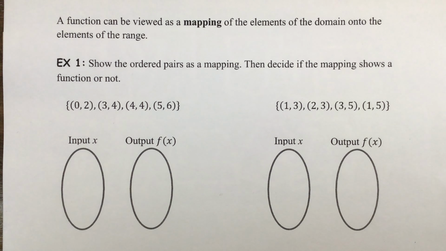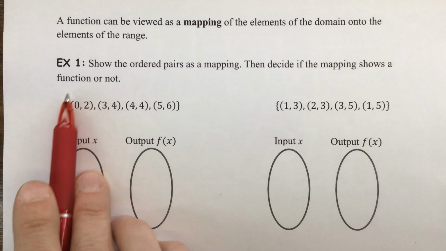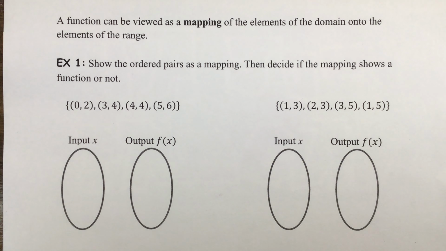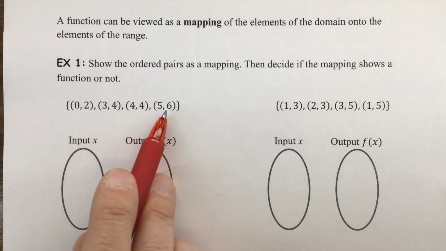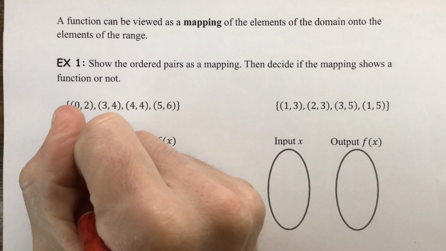What we are going to do, though, is map these coordinates, and then decide if the mapping does show a function. That's going to go back to the definition that every element in D has a unique element in R. So in the input bubble, we're just going to list all of our X's that we have here. So we have a 0, a 3, a 4, and a 5.